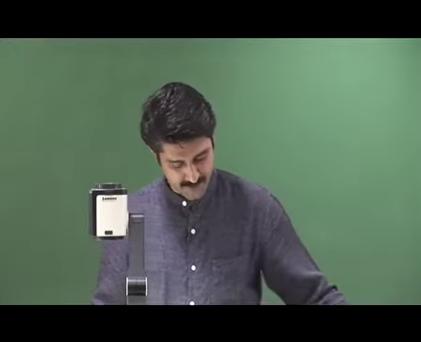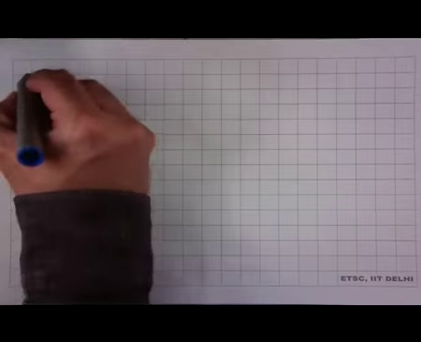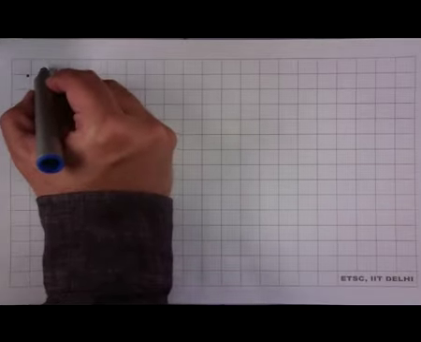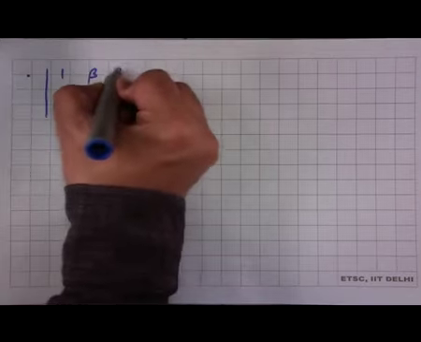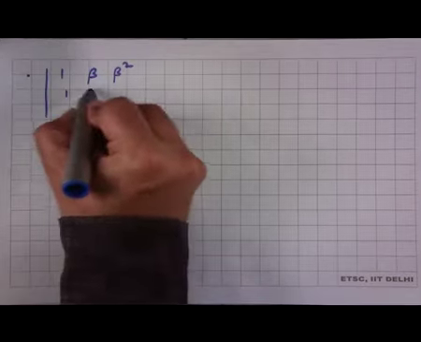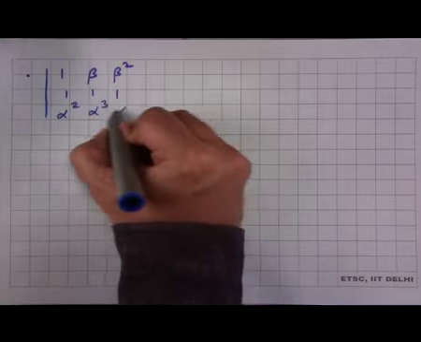Now, we look at the fifth one, which is 1 beta beta square, 1 1 1, alpha square, alpha cube, alpha power 4.